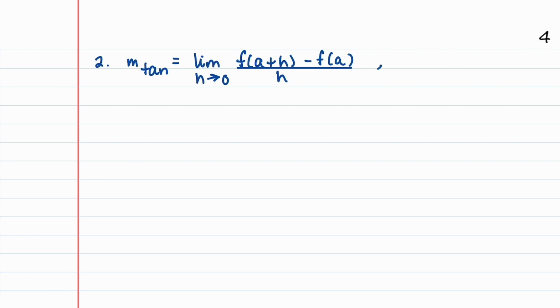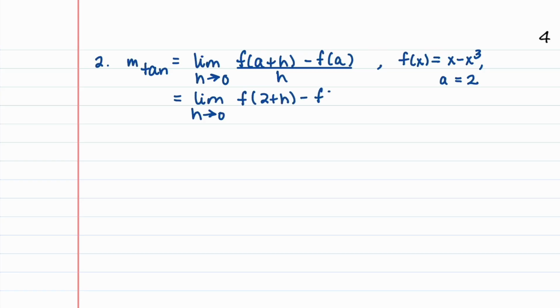Let's remind ourselves that our f of x is equal to x minus x cubed, and then our a is equal to 2. Let's go ahead and plug this in. This is the limit as h goes to 0 of f of 2 plus h minus f of 2, all divided by h. I think it's really important when you do problems like this to not do too many steps at once.